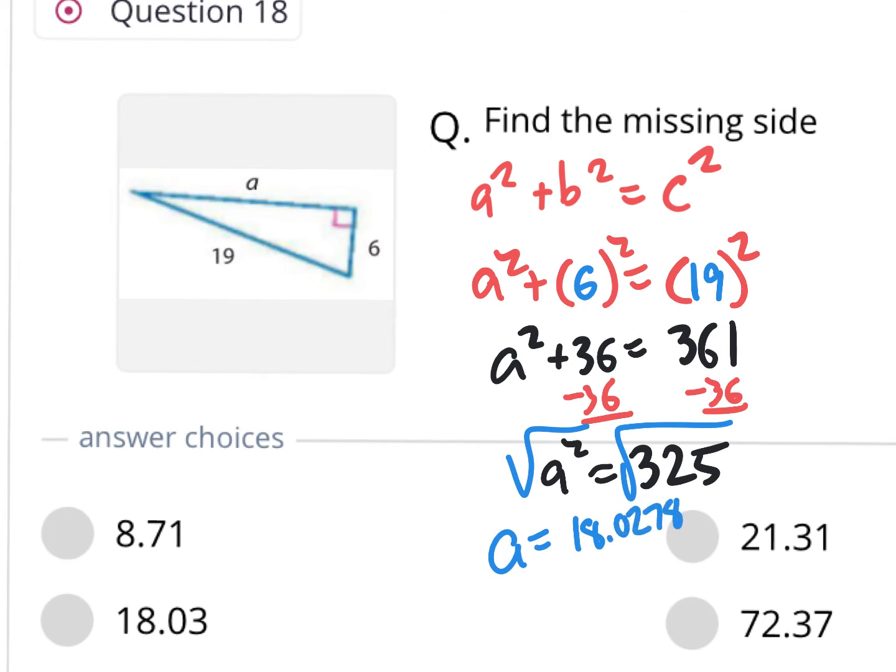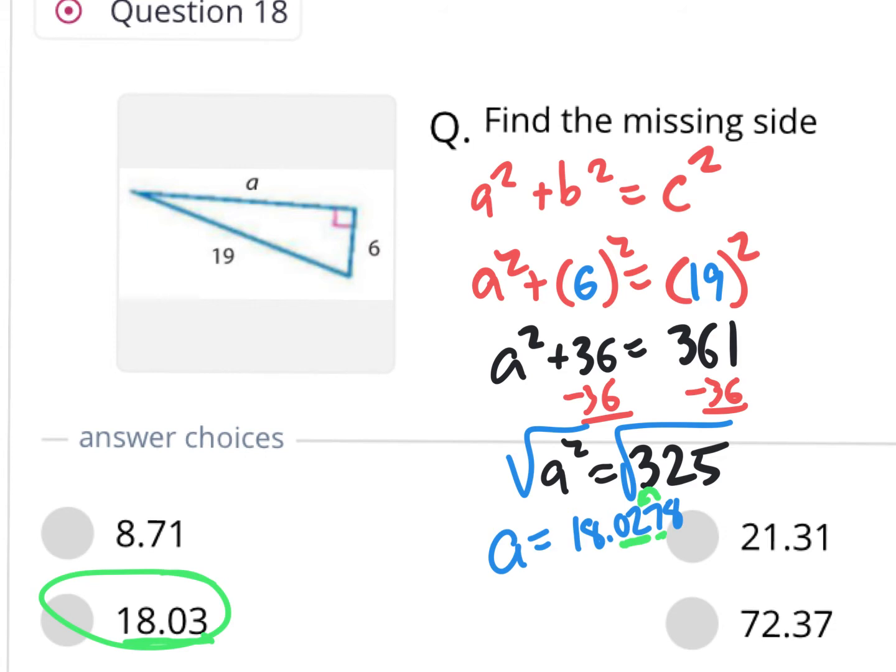Approximately 18.0278. Okay, so when we look at these options, the 18.3 is the only one that satisfies that, right? 18.02, now the 7 rounds the 2 up to a 3, and that's how we get that answer right there, okay? Of course, it's a lot easier to use a calculator as opposed to Siri.